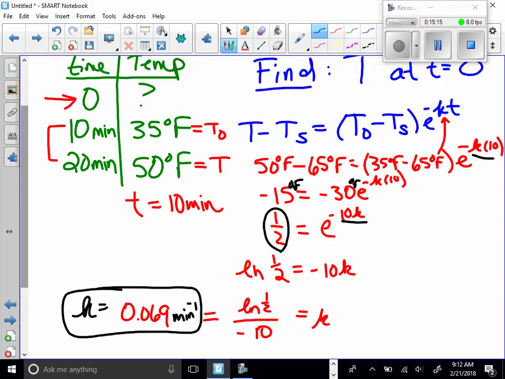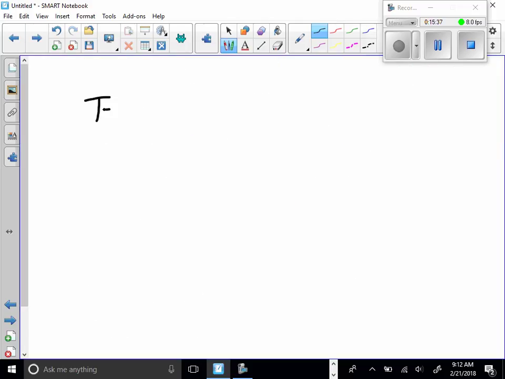And we can go back and now take t equals 0 and t equals 10, and let t equals 0 be t0 and t equals 10 be t, and substitute it in all over again. Okay, but now we know what k is, and now we can solve for t0. So again, I've got t minus ts is equal to t0 minus ts e to the negative kt. Is that right? Yep, I got it right this time.